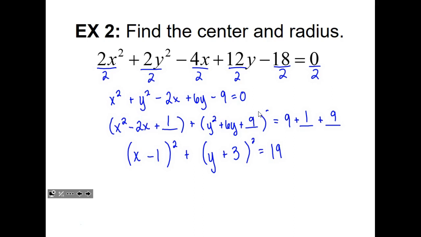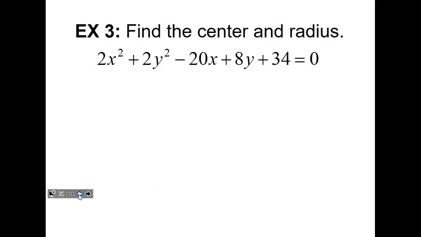So I've got it in standard form, right? Let's see. Brian, what's the center? Good. And what would the radius be? Perfect. Questions there? All right. Okay, here's our next one.